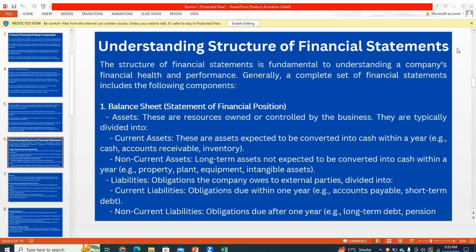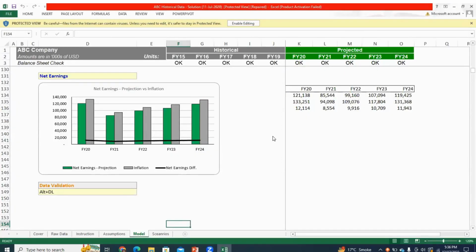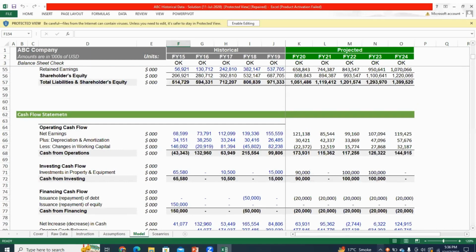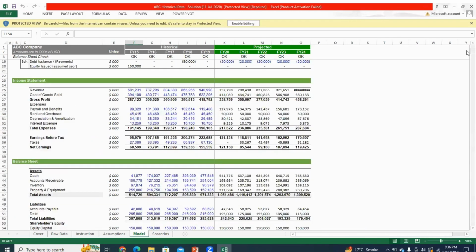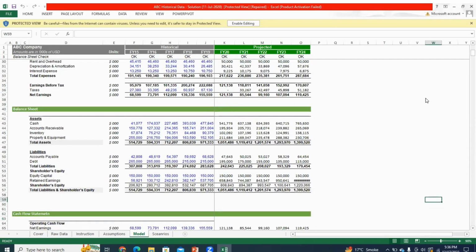So it says understanding the structure of financial statements. The structure of financial statements is fundamental to understanding a company's financial health and performance. Generally, a company's financial statements include the following components. Everyone here knows the components, as I show you here. Let me move to the top. Let me zoom out. So yes, here is the cash flow management. Income statement, balance sheet, and cash flow. We have all three statements available here.